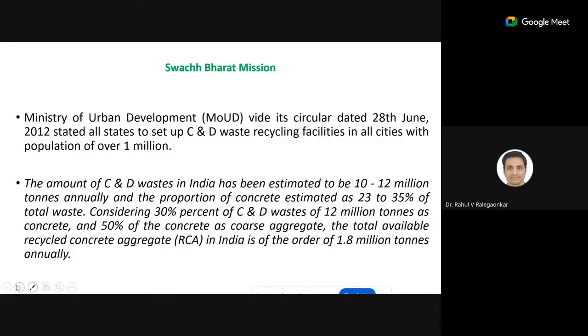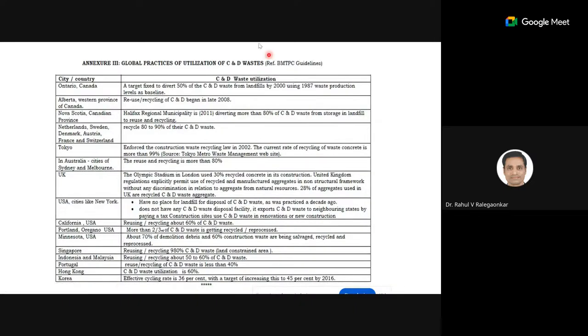So now coming back to the Swachh Bharat Abhiyan, where I will directly jump to the second point, where you have certain C&D waste recycling facilities for whatever population we have. Secondly, the amount of C&D waste in India is estimated at 10 to 20 million tons annually. Look at the international standards, where you talk more about the usage of this and enforcing the rules for the waste we generate.